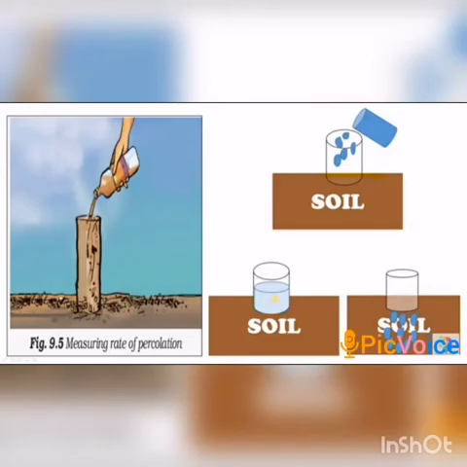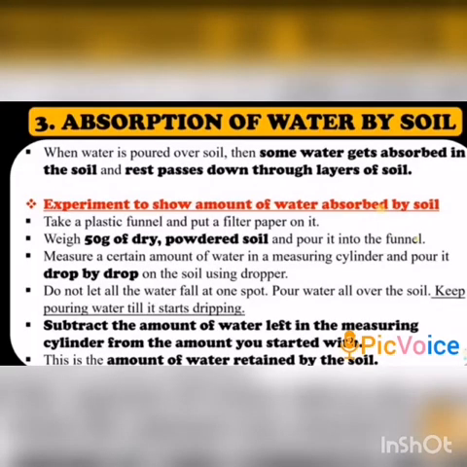Okay children, next we will see the next property, that means absorption of water by the soil. Already I have told you, when water is poured over the soil, then some water gets absorbed in the soil and the rest passes down through the layers of the soil. Isn't it children? Yes.